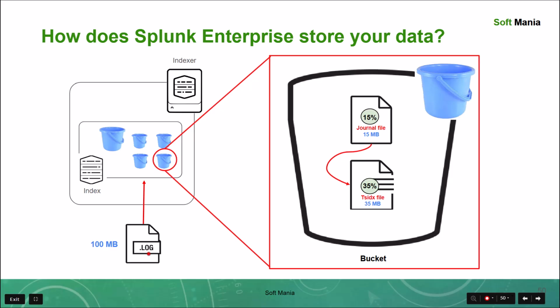So Splunk Enterprise stores your data in the form of buckets inside an index. Inside the bucket, we will have a journal file, which is nothing but compressed raw data, and the tsidx file, which is nothing but an index of the journal files. This tsidx file will consist of each and every keyword pointing to the pages of the journals. That's how it gets stored.